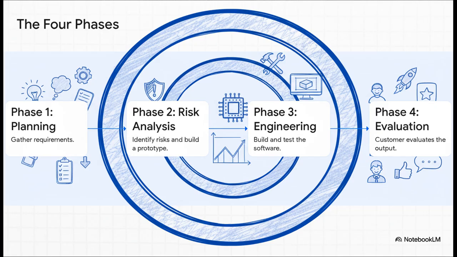You start with planning. Then you do a really deep risk analysis where you might even build a quick prototype just to test your riskiest ideas. From there, it's on to engineering, the actual building and testing, and finally, evaluation, where the customer looks at what you've made. And then you start the next spiral, building on everything you just learned.